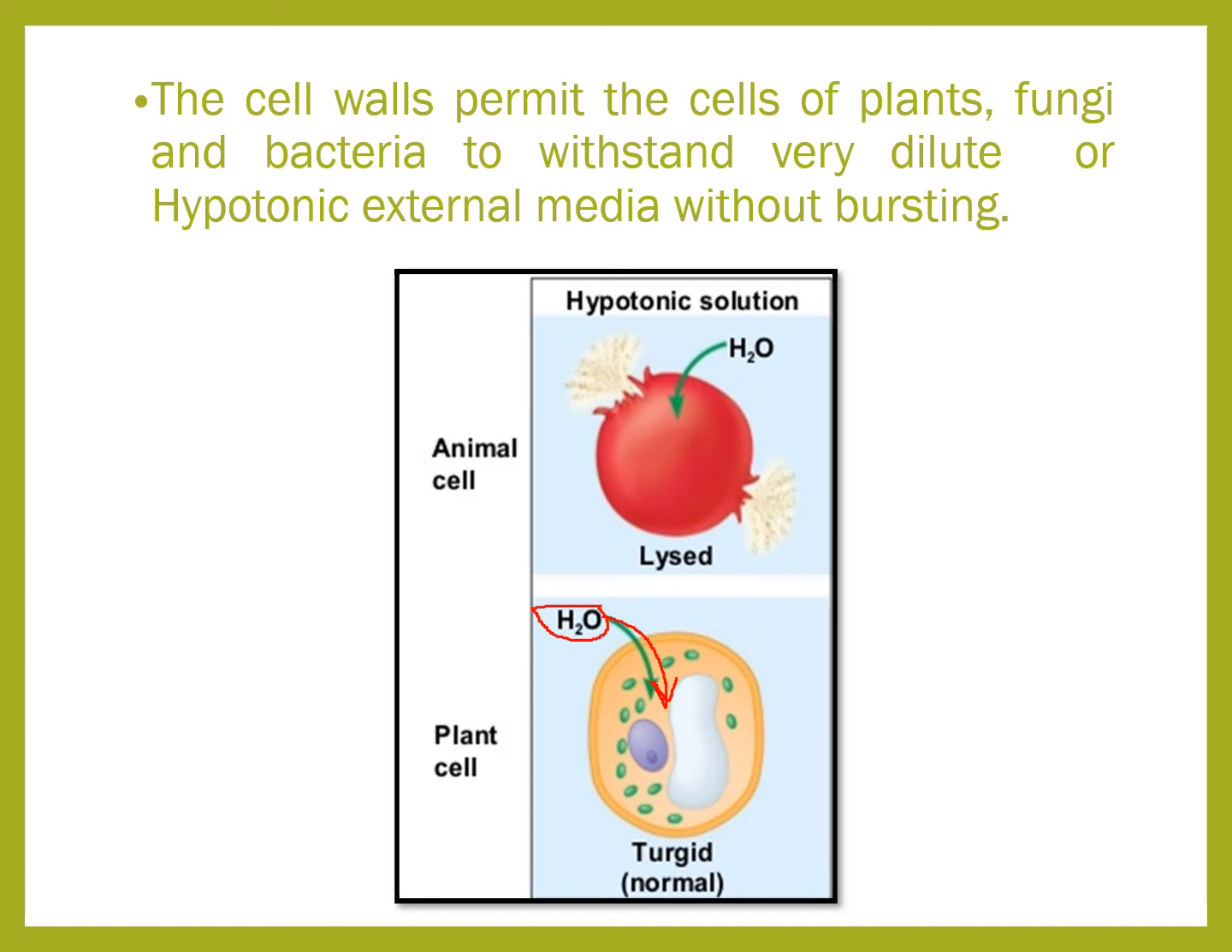The cell wall will exert equal pressure against the swollen cell and it will not allow the cell to burst, right? But in case of animal cell, there is no cell wall and the cell will lyse, that is, it will break in hypotonic solution. So the cell wall prevents the osmotic bursting.